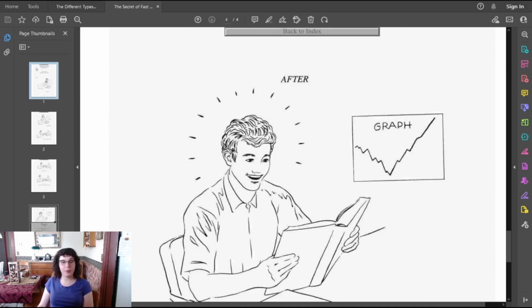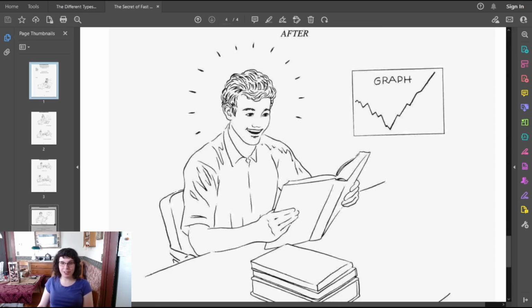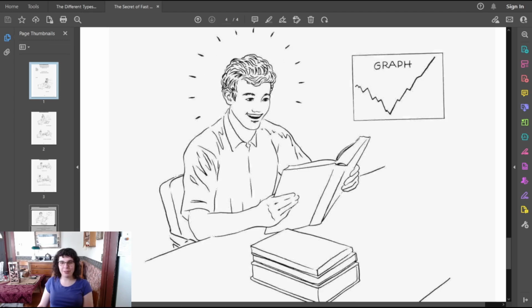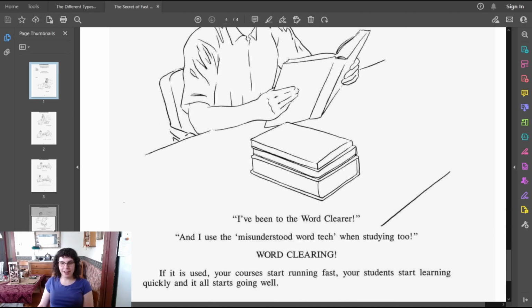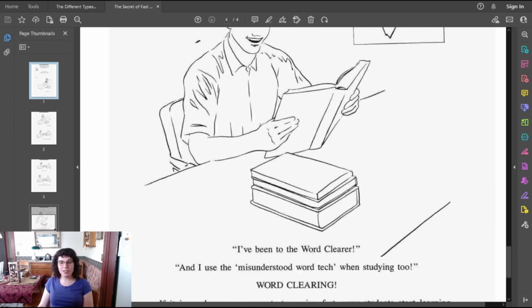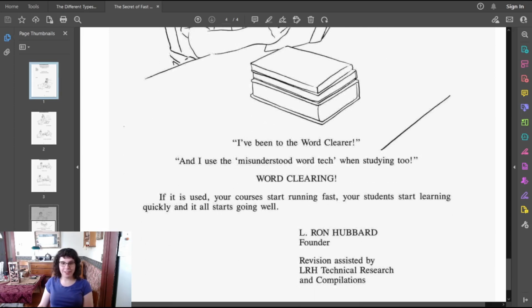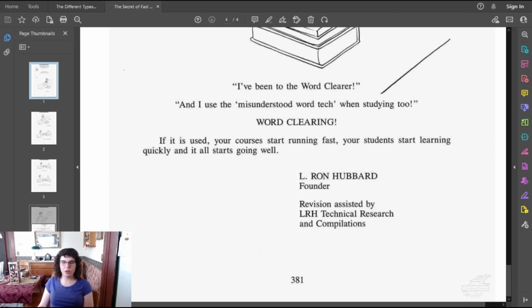Now his graph is going up. And look at him. He's all bright, he's cheery, he's glowing with happiness and VGIs. I've been to the word clearer, and I use the misunderstood word tech when studying too. If word clearing is used, your courses start running fast, your students start learning quickly, and it all starts going well. So, what did we cover today?